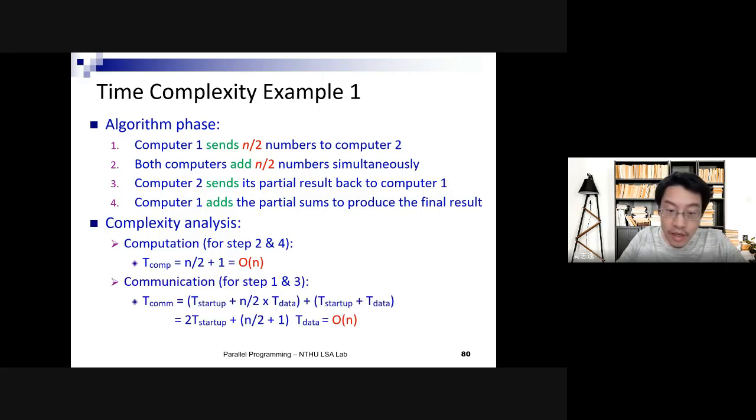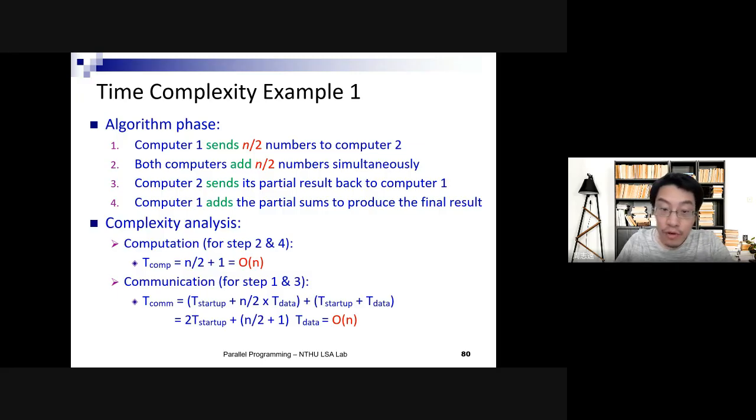For the communication, you can see that it's steps 1 and 3. Each of them sends out one message, so that's why Q equals 1 for both steps. And you have the latency delay T startup for each message. For data transfer, it depends on the number of elements you send. For step 1, we actually send half of the numbers to computer 2, so that's n divided by 2. So it's a bigger message.